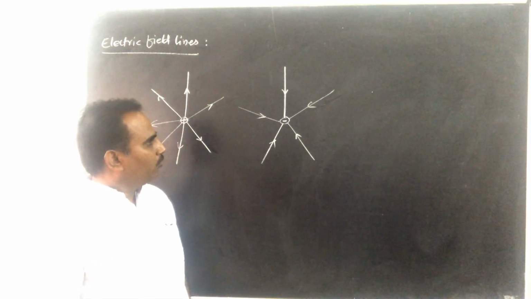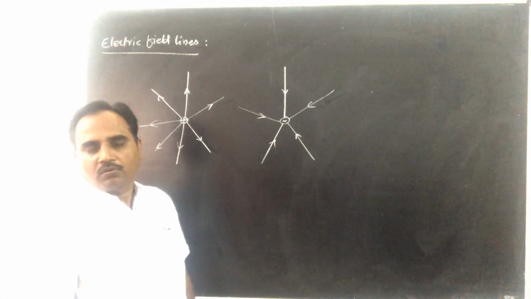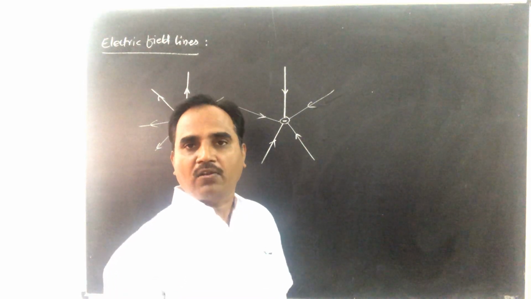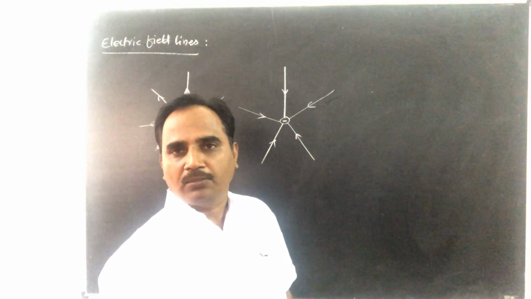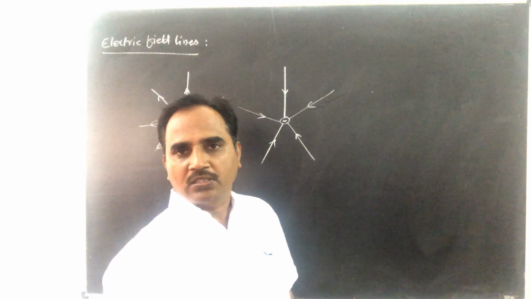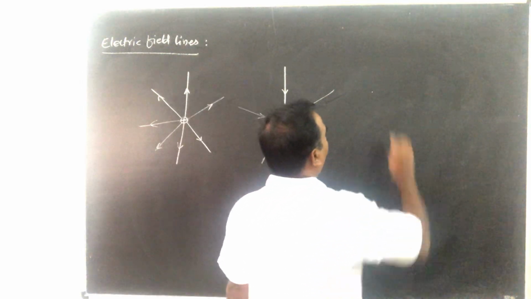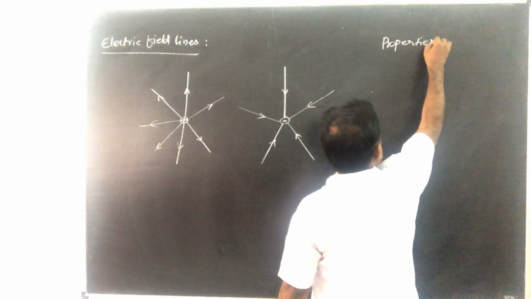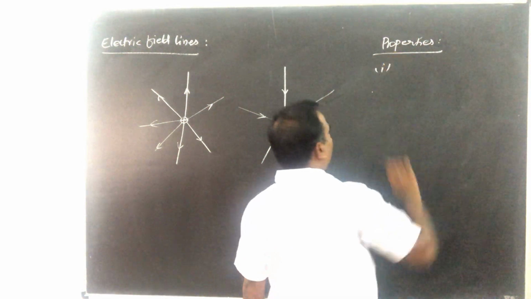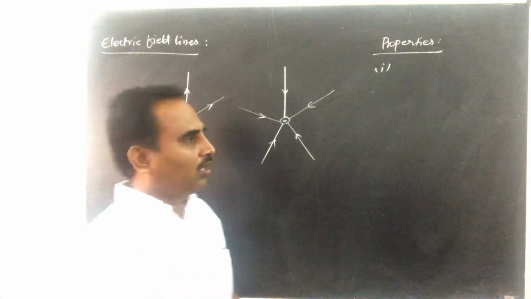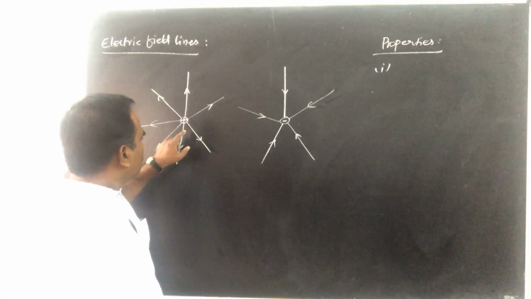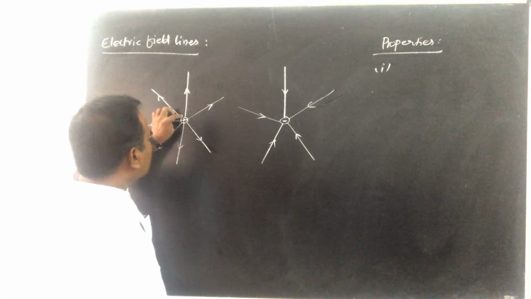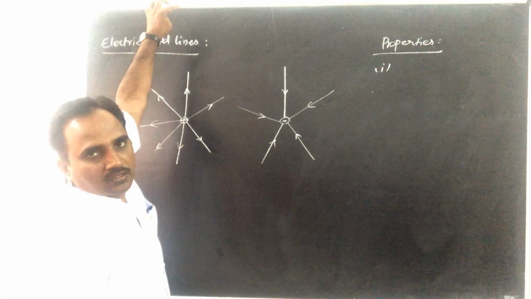So, we can mention these properties of electric field lines. This question is important for the examination. It was asked many times in the annual examination for 2 marks or 3 marks. Mention the properties of electric field lines. So here, the first property is: electric field lines for a point positive charge start from the charge and end at infinity.